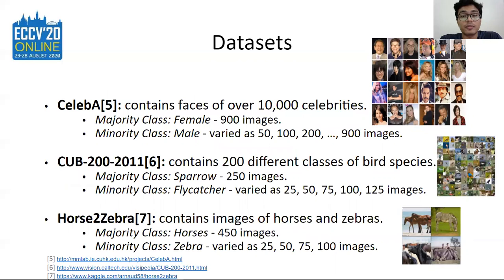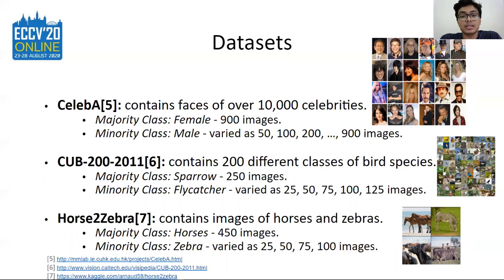We provide results by performing experiments on 3 publicly available datasets. CelebA is a face dataset containing images of over 10,000 celebrities. We analyze imbalance based on 2 genders, male and female, with the female as the majority class. CUB 200 contains images of 200 different classes of different bird species, which is used for fine-grained classification. We choose to classify between 2 similar-looking species of sparrow and flycatcher, with sparrow as the majority class. Similarly, horse to zebra contains images of horses and zebras, which, unlike the birds, are distinctive. We take the horse as the majority class, while the zebra is the minority.